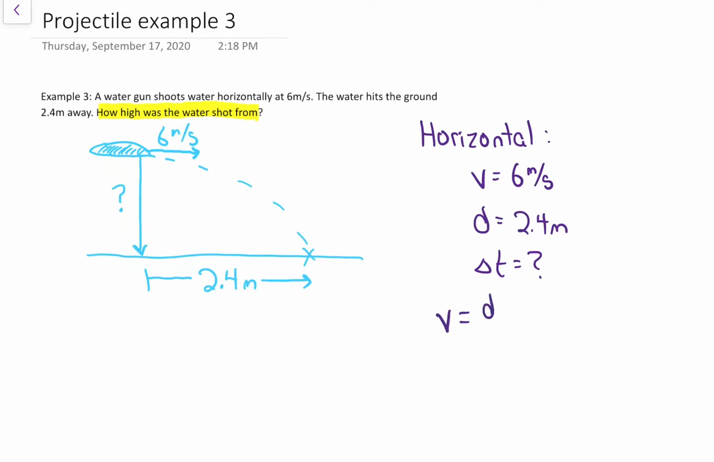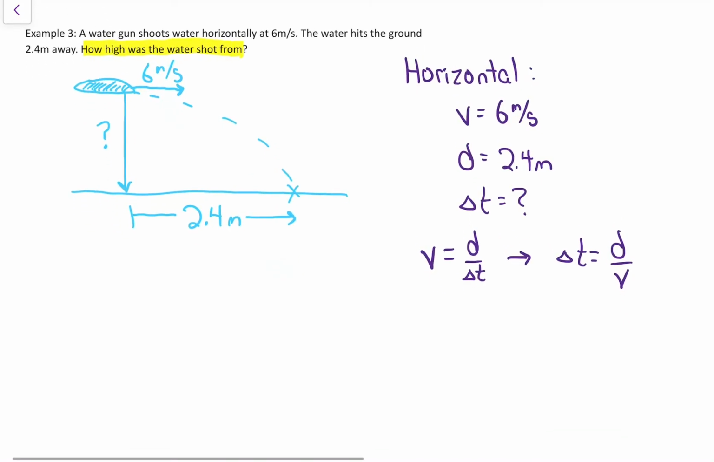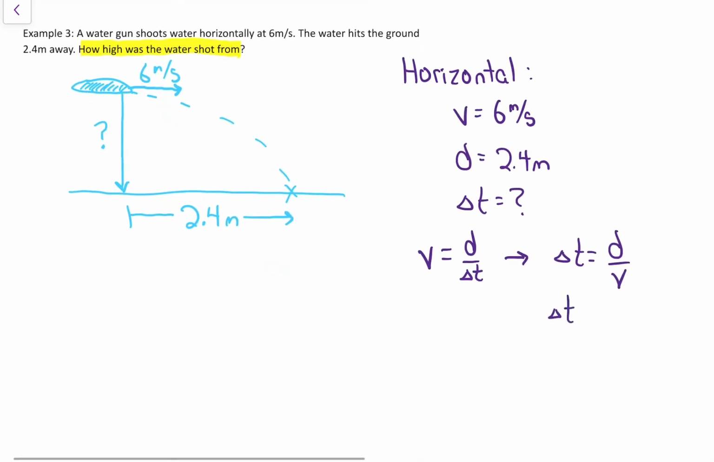V equals d over t. If we flip things around to get t all by itself, t is d over v. Or you could plug in numbers and then rearrange, whatever you're more comfortable with. The d was given as 2.4 meters. The v was given as 6. When you do the math on that, it's a nice clean number. You're going to get 0.4 seconds.